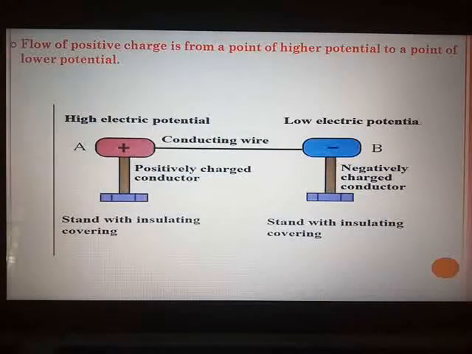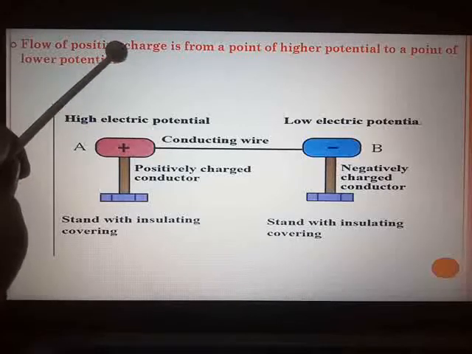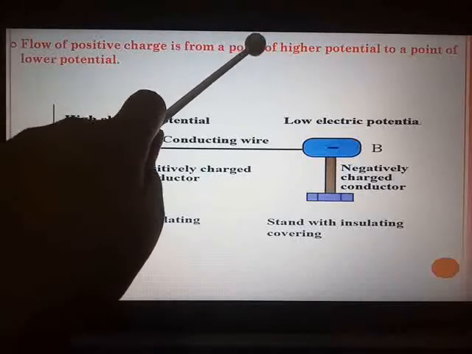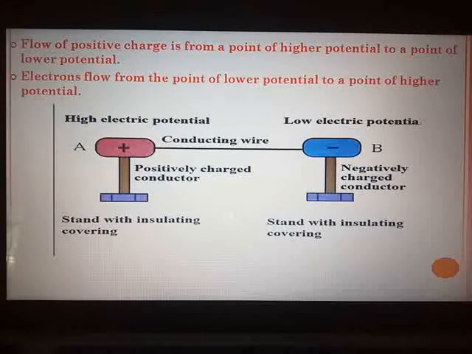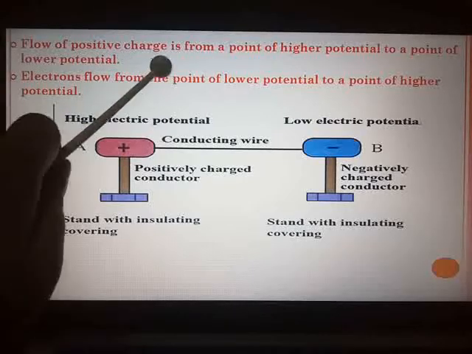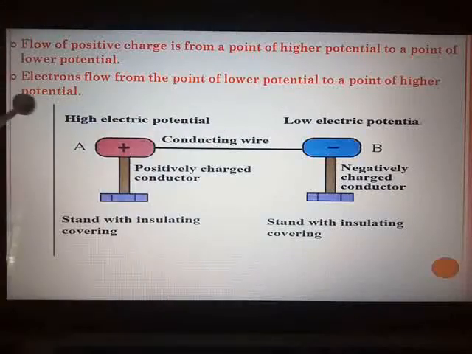So here the very first concept which we had studied is that the flow of positive charge is from a point of higher potential to a point of lower potential, and electrons being negatively charged. We are going to see later how the flow of electrons is necessary for the production of electricity. So these electrons being negatively charged, they flow from the point of lower potential to a point of higher potential.